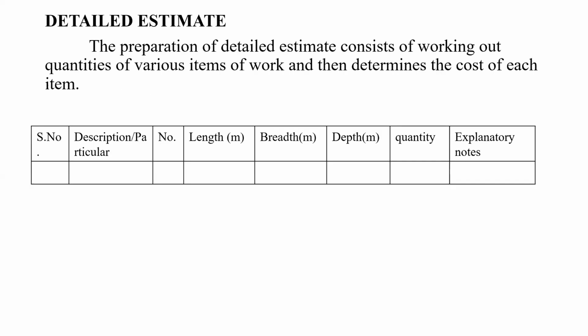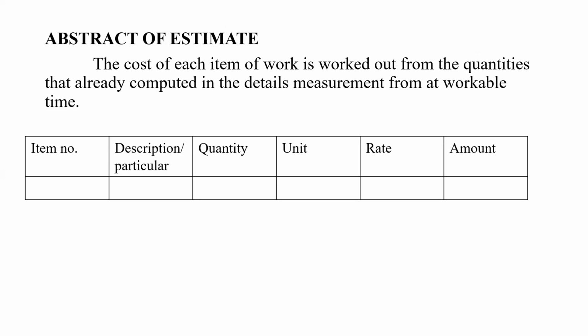Okay. As I said firstly, in preparing an estimate, we need to prepare two types: detailed estimate and abstract estimate. In a detailed estimate, the preparation should consist of working out the quantities of various items of work and then determining the cost of each item. The detailed estimate should contain the serial number, description of particulars or items, the number of items or number of particulars, the dimensions, that is length, breadth, and depth, quantity, how much is required, and explanatory notes.